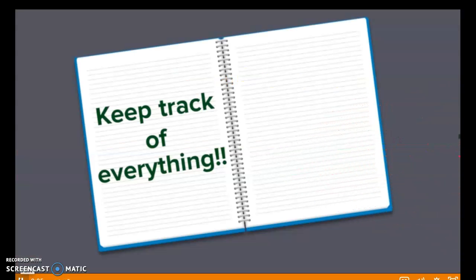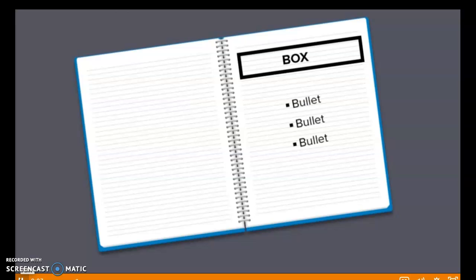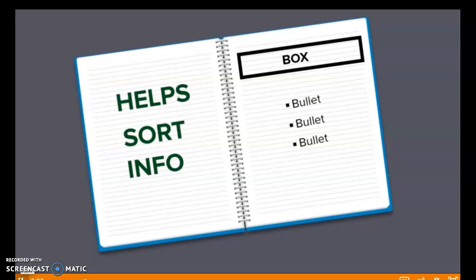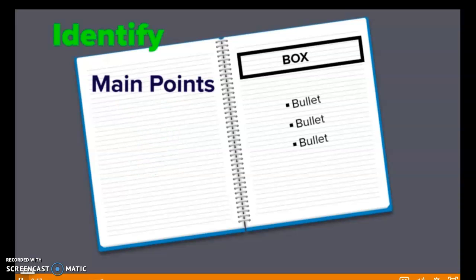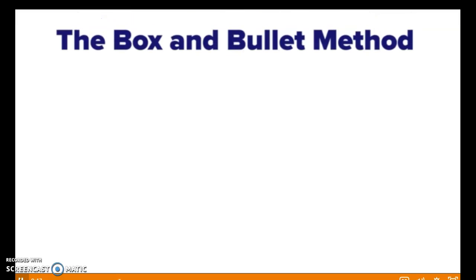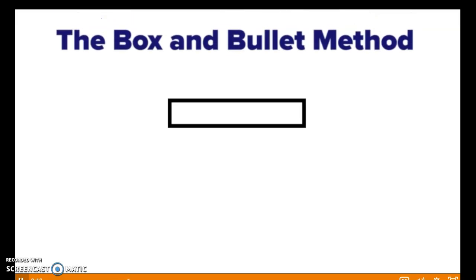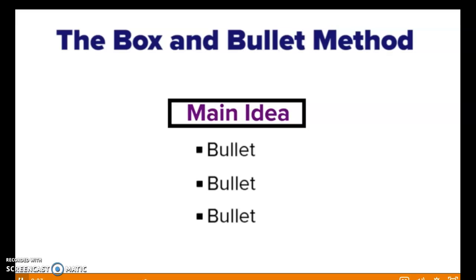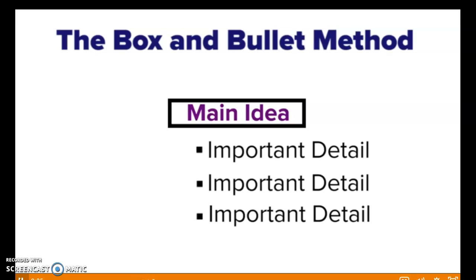Simplest ways to take notes is using the box and bullet method. This method helps you sort the information in social studies texts so you can clearly identify the main points and supporting details. The box and bullet method has two different parts. The box at the top should include the main idea of what you read. The bullet points are listed below the box and should include important details that support the main idea.